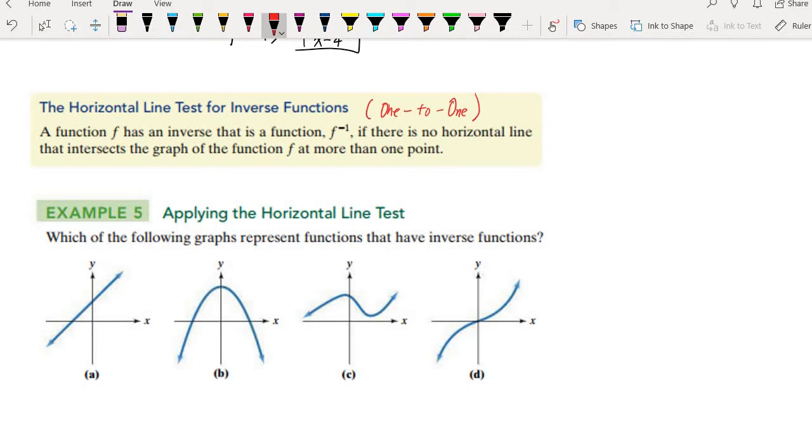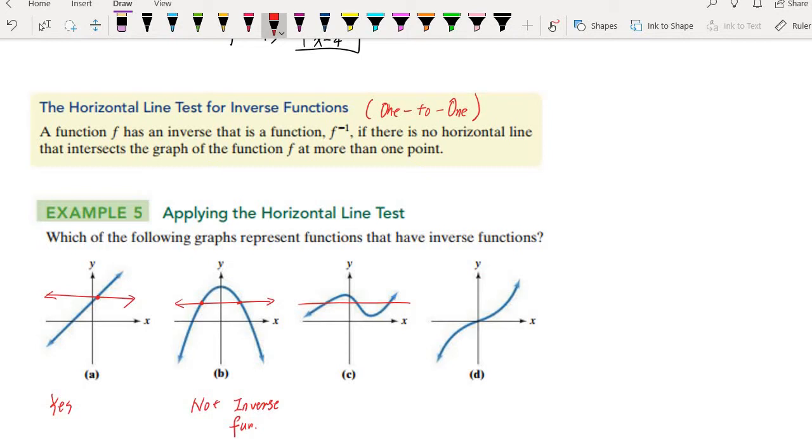For a one-to-one function, what you're going to do is apply a horizontal line test right here. What happens is you only intercept once. That means you pass the horizontal line test. In this case, yes, it has an inverse because it only intercepts once. Next, we have a graph that intercepts twice. That means no, because we can only have once. So it's not an inverse function.